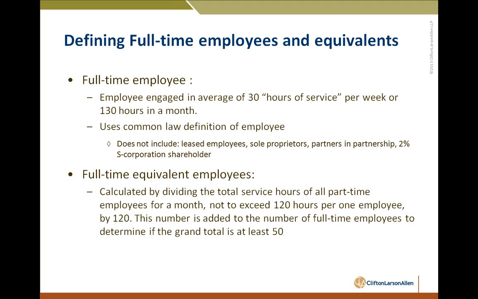Now, when you're determining whether or not you're over the 50 to be a large employer, you actually have to add your full-time employees to the full-time equivalent calculation. So what that is, it's basically taking all your part-time employees' hours for the month, and it doesn't exceed 120 hours per employee. So you basically take all their hours. If they worked 130 hours, you use 120 hours. But you add all those up, you divide by 120, and that's the number of full-time equivalents you have for that month. And again, you're looking at an average of the preceding year.